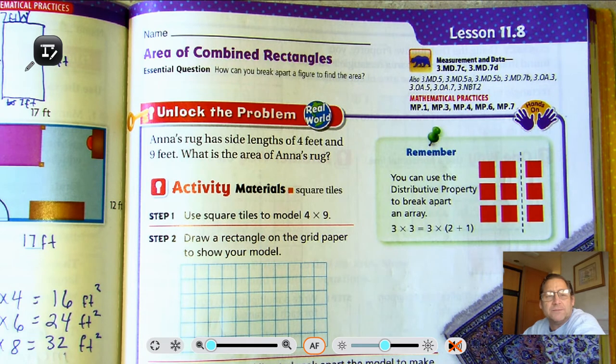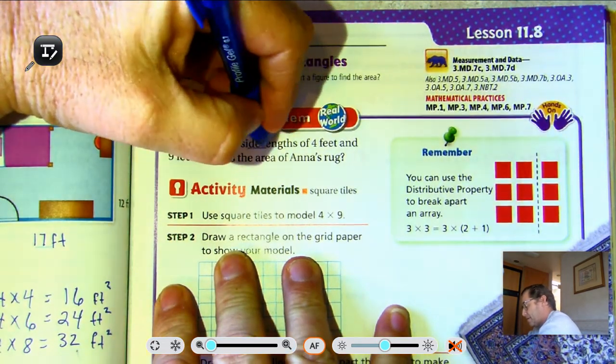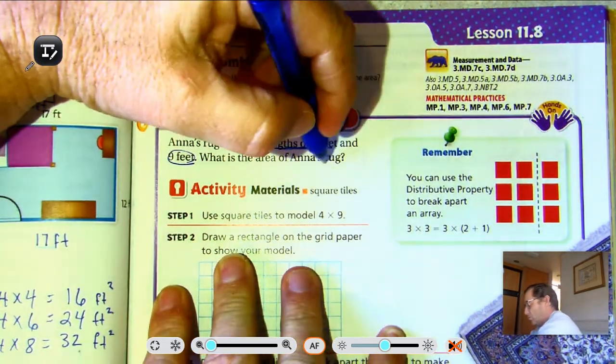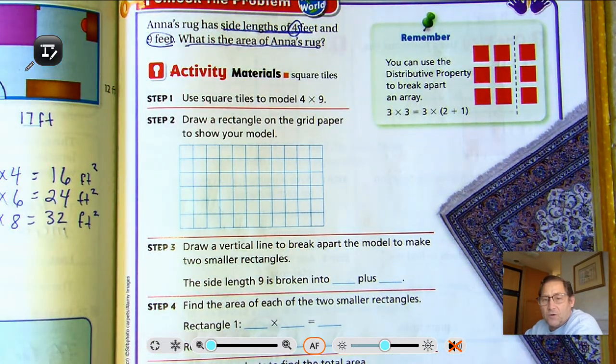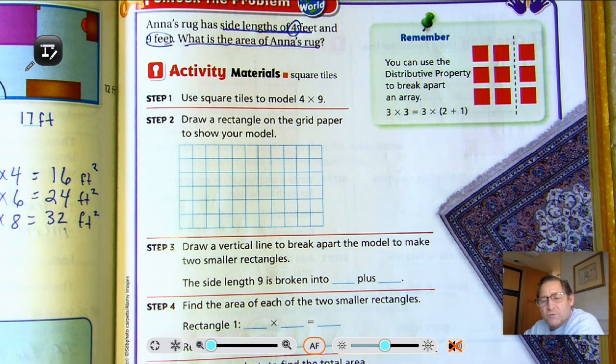Well, let's look at the unlock the problem. Anna's rug has side lengths of 4 feet and 9 feet. What is the area of Anna's rug? What is the area? Well, we know that area, we can count all the square units. We can multiply the sides. We can use repeated addition. So there's a couple of different ways we can do this.